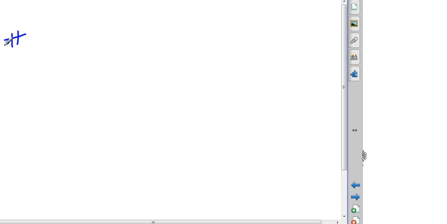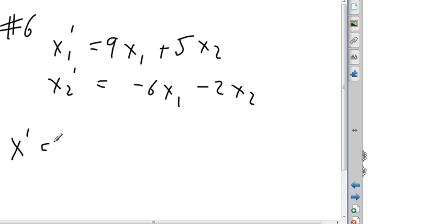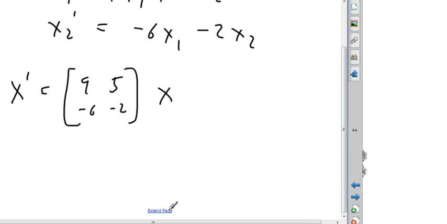Okay, I'm going to do number 6. The reason I think about the constant of integration now is because in number 6 we have initial conditions. Okay, doing number 6 again. x1 prime equals 9x1 plus 5x2. x2 prime equals minus 6x1 minus 2x2. I have x prime is equal to the matrix 9, 5, minus 6, minus 2, times x.